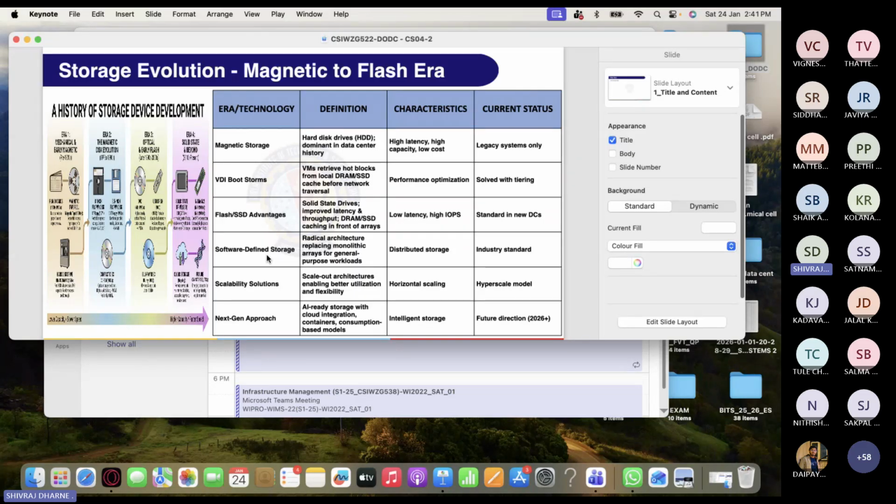So what are the capabilities of intelligent storage? There will be auto tiering. That means it moves frequently used data to fast storage, SSDs or non-volatile memories, and it moves the less used data to hard disk drives, or what they call cold storage. And this happens automatically without your knowledge. That is called auto tiering.